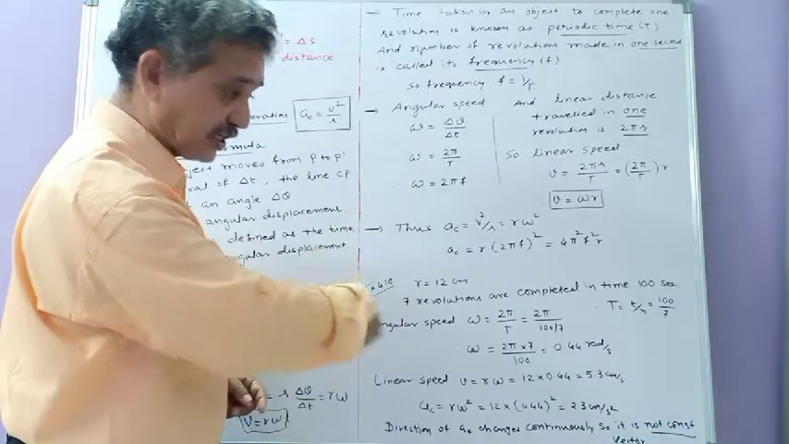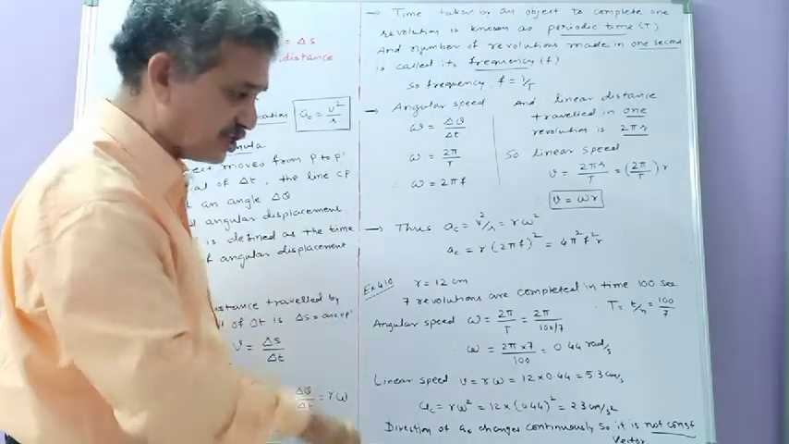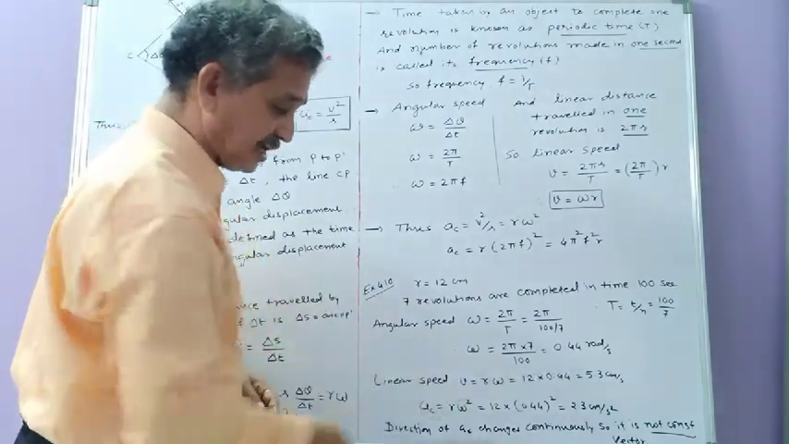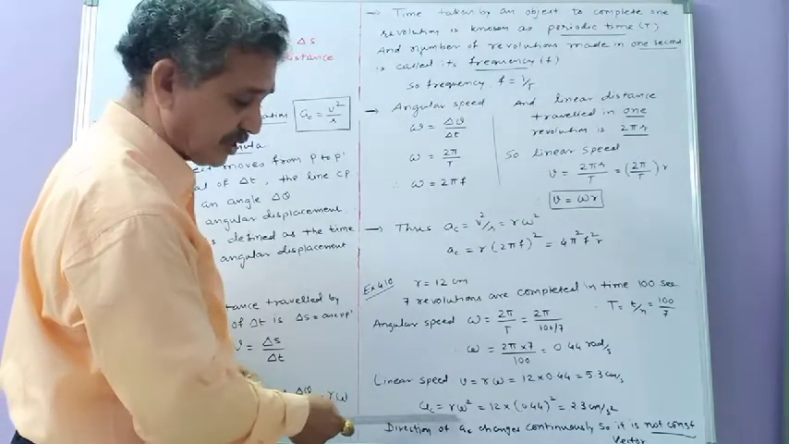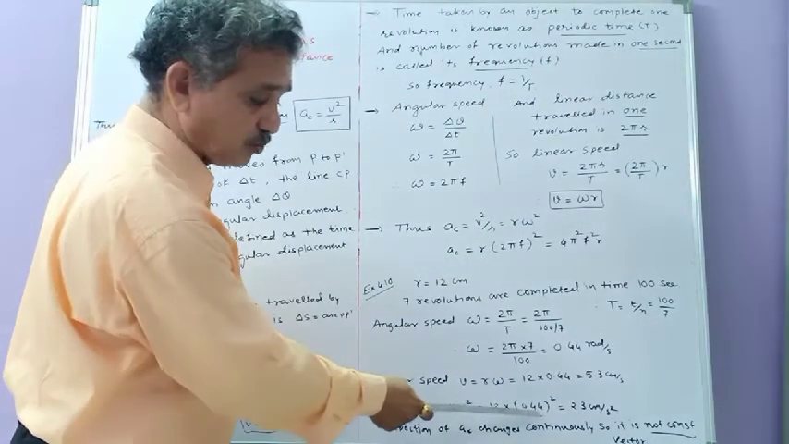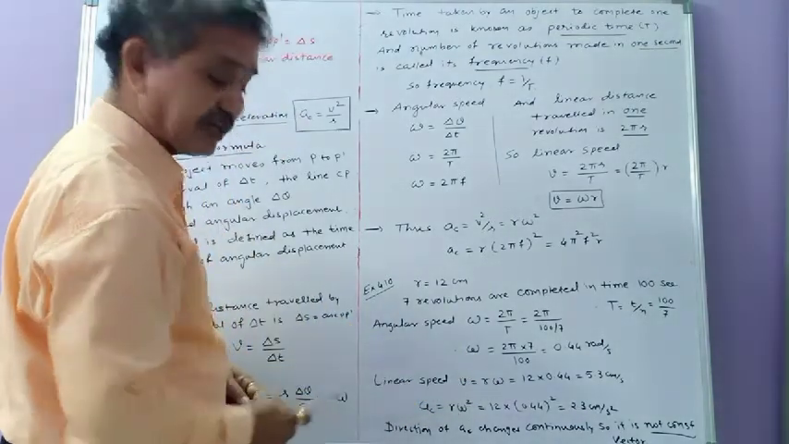It means the insect is revolving on the circumference of a circle with linear speed 5.3 centimeter per second. Then what will be the centripetal acceleration? r omega square. r is 12 into 0.44 square. So it is 2.3 centimeter per second square, the centripetal acceleration.